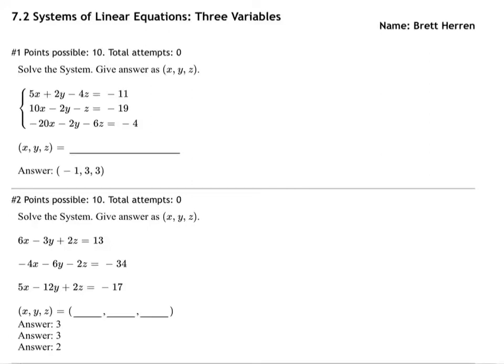Section 7.2, Systems of Linear Equations in 3 variables. So now we're going from 2 variables, just x and y, to 3 variables, x, y, and z. So now we have 3 variables in the problem. How do you solve for 3 variables?